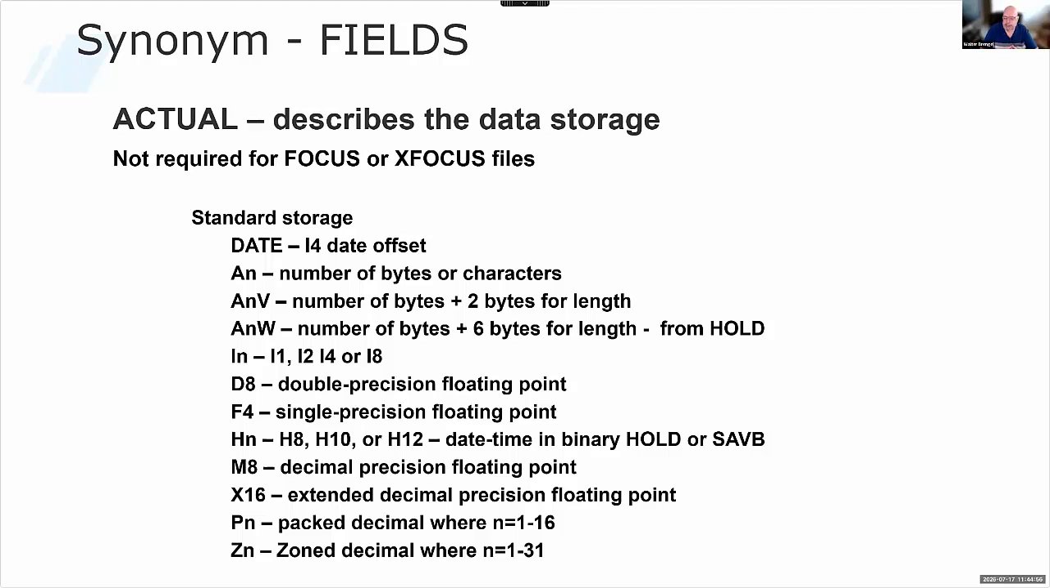You have integer, double precision. So internally, double precision is stored as 8 bytes, and floating is stored as 4. So that's why we have the D8 and the F4. H is for timestamps. M, X, P, and Z. Those are all other numeric formats.